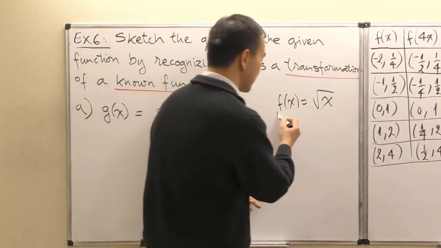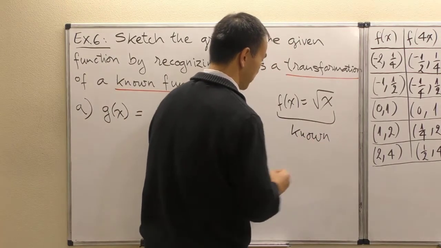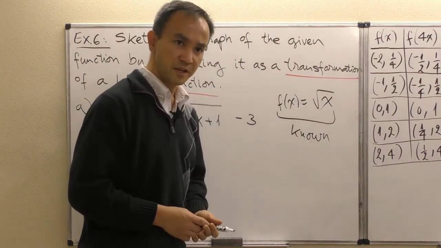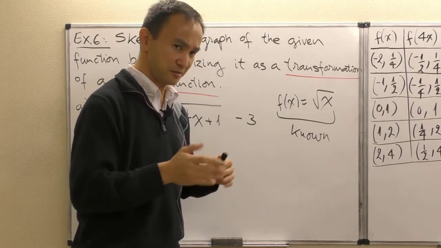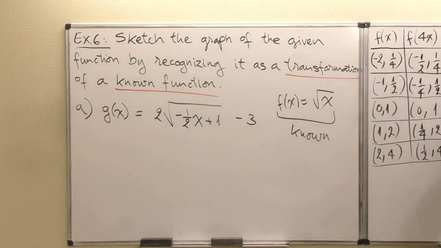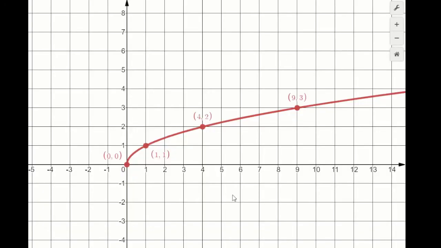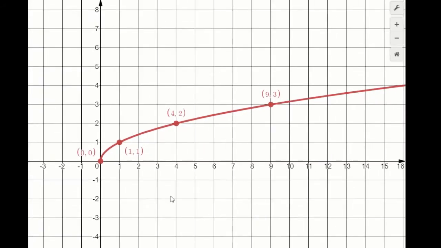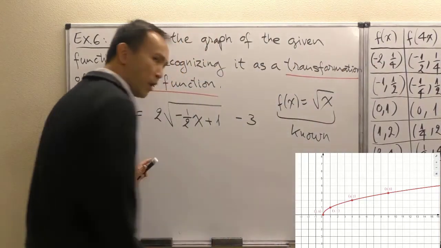So now I see this as, I thought of this as my known function. So I know this function. And then let me now quickly bring the graph of that function on board. All right, so this is the graph of our known function, f of x equals square root of x. And I also have the guiding points there.